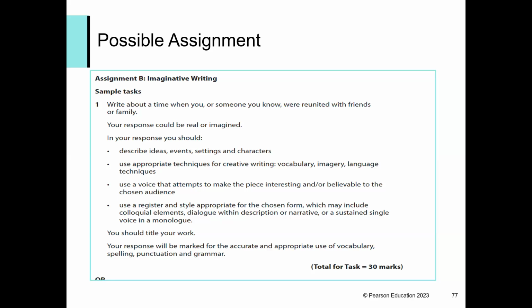Use a voice that attempts to make the piece interesting and/or believable to the chosen audience. Use a register and style appropriate for the chosen form, which may include colloquial elements, dialogue within description or narrative, or a sustained single voice in a monologue. You should title your work. Your response will be marked for the accurate and appropriate use of vocabulary, spelling, punctuation, and grammar. So the signposting there is to AO5. Again, you'll find this in the sample assessment materials I've just been referring to.